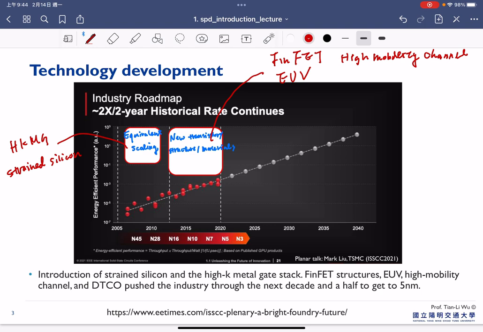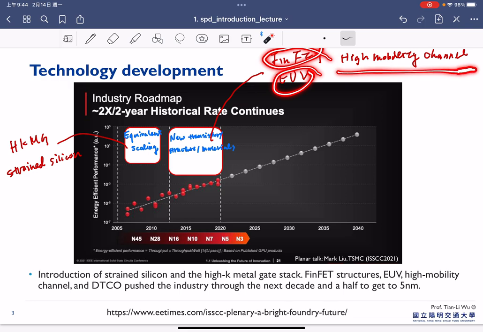In this class, we will not talk about the process. We have many different process-related classes at NYCU. You can try to follow those, and you can learn more about the technology there. But here, we mainly focus on device physics and how the device operates. But sometimes we will still touch a little bit on some very advanced processes. So these are some innovations that help us continue the semiconductor scaling.